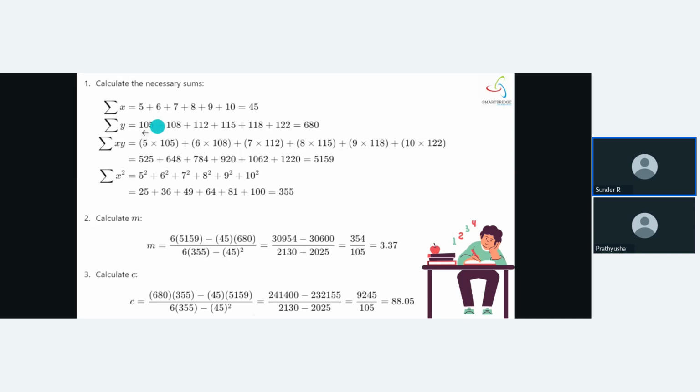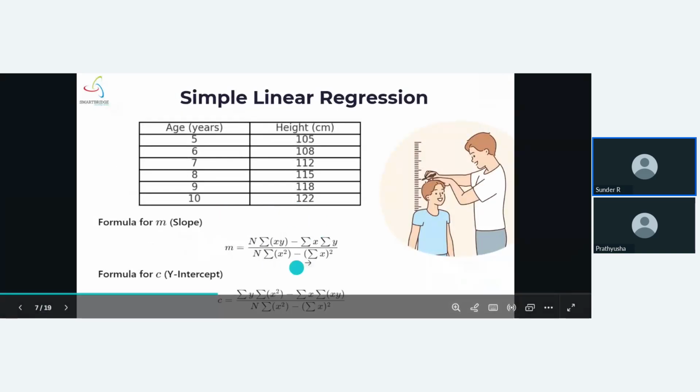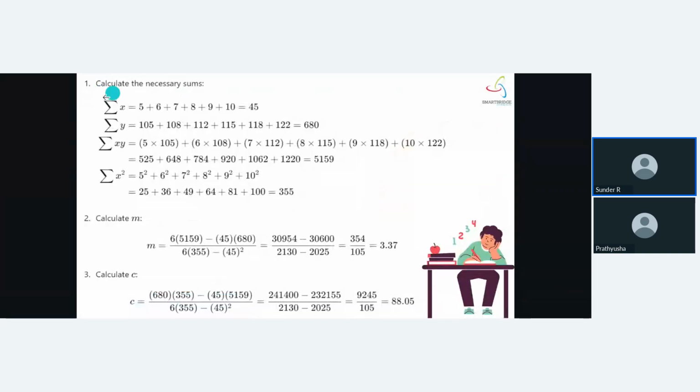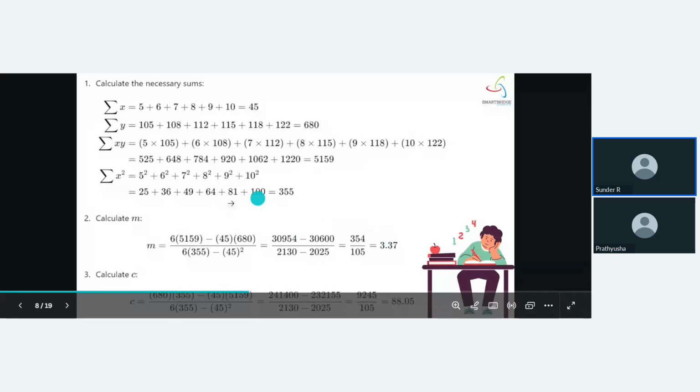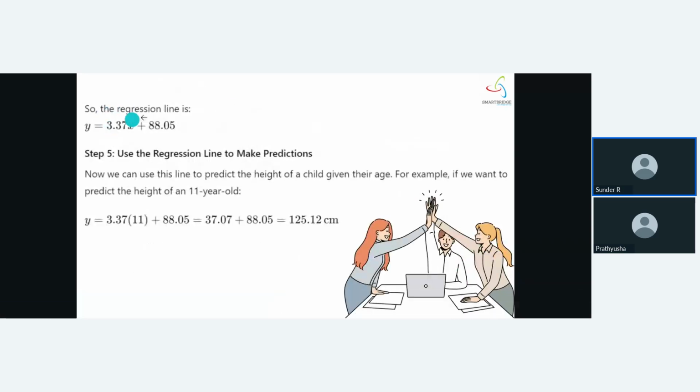So initially, go to this formula, have this note, and then come back and do all these calculations, putting all these values into this formula. Then you will be able to get this m and then c. So this will be common. Is it clear? Now, since you've got to know your m and c, this is the regression line that you have.